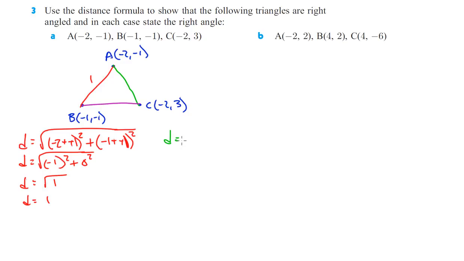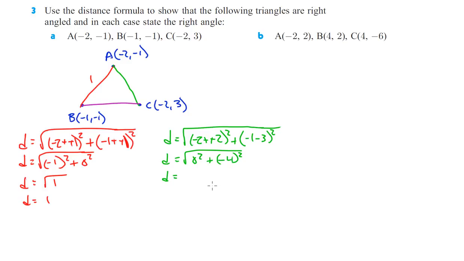Okay, so distance is going to equal the square root of negative 2 minus negative 2 squared plus the difference of the y's, which is negative 1 minus 3. Right, so that's negative 2 plus 2, so that's 0 squared. And then negative 1 minus 3 is negative 4 squared. So the distance there is going to be the square root of 0 plus 16. So the distance is the square root of 16, which is just 4.